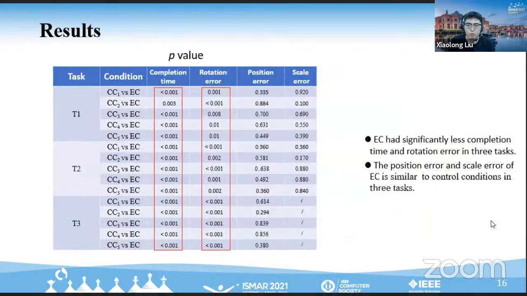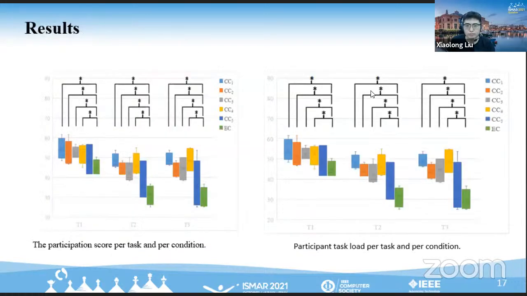Task performance was measured with the following objective metrics: computation time, rotation error, position error, and scale error. This table shows EC had significantly less computation time and rotation error in 3 tasks. The position error and the scale error are similar to control conditions in 3 tasks.